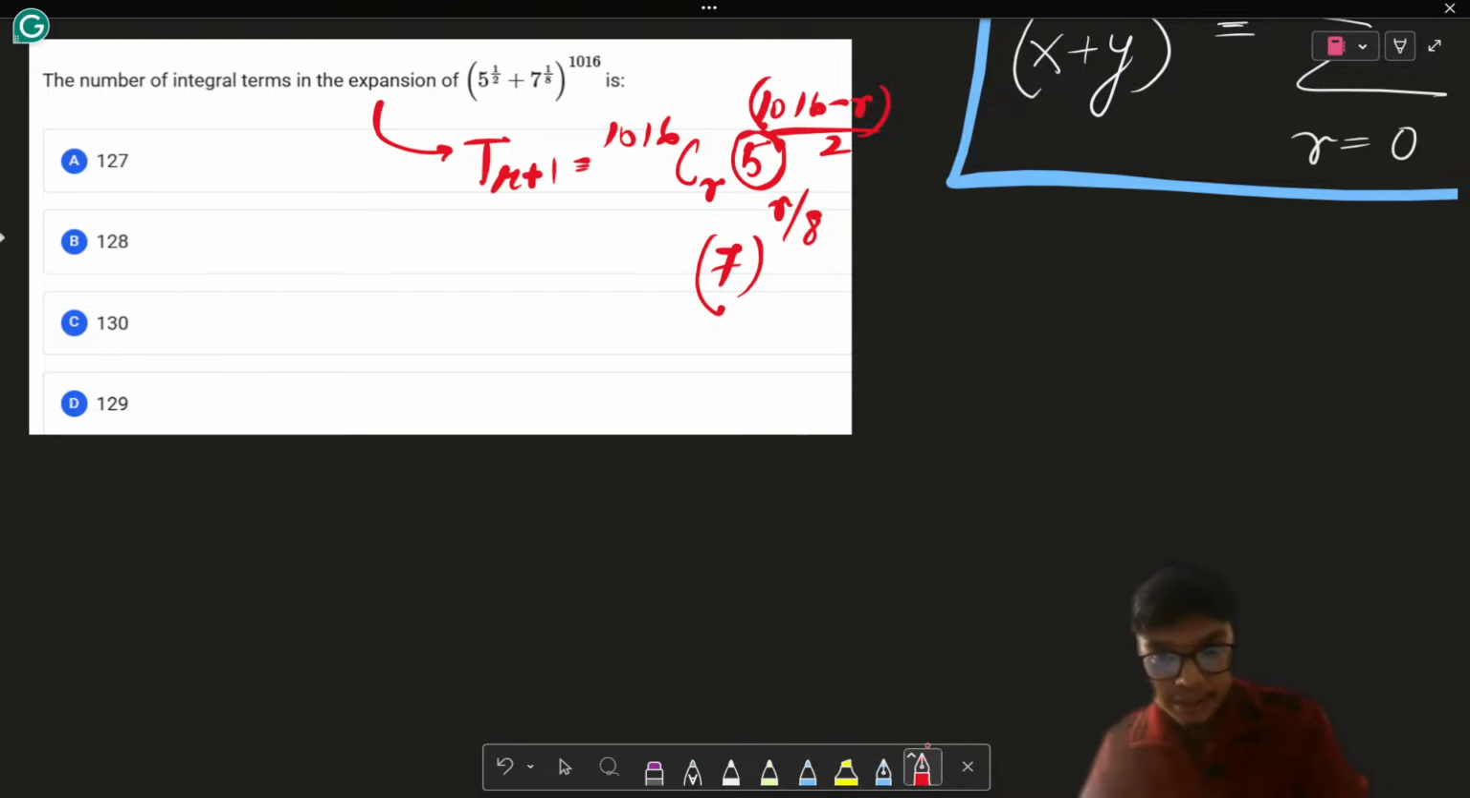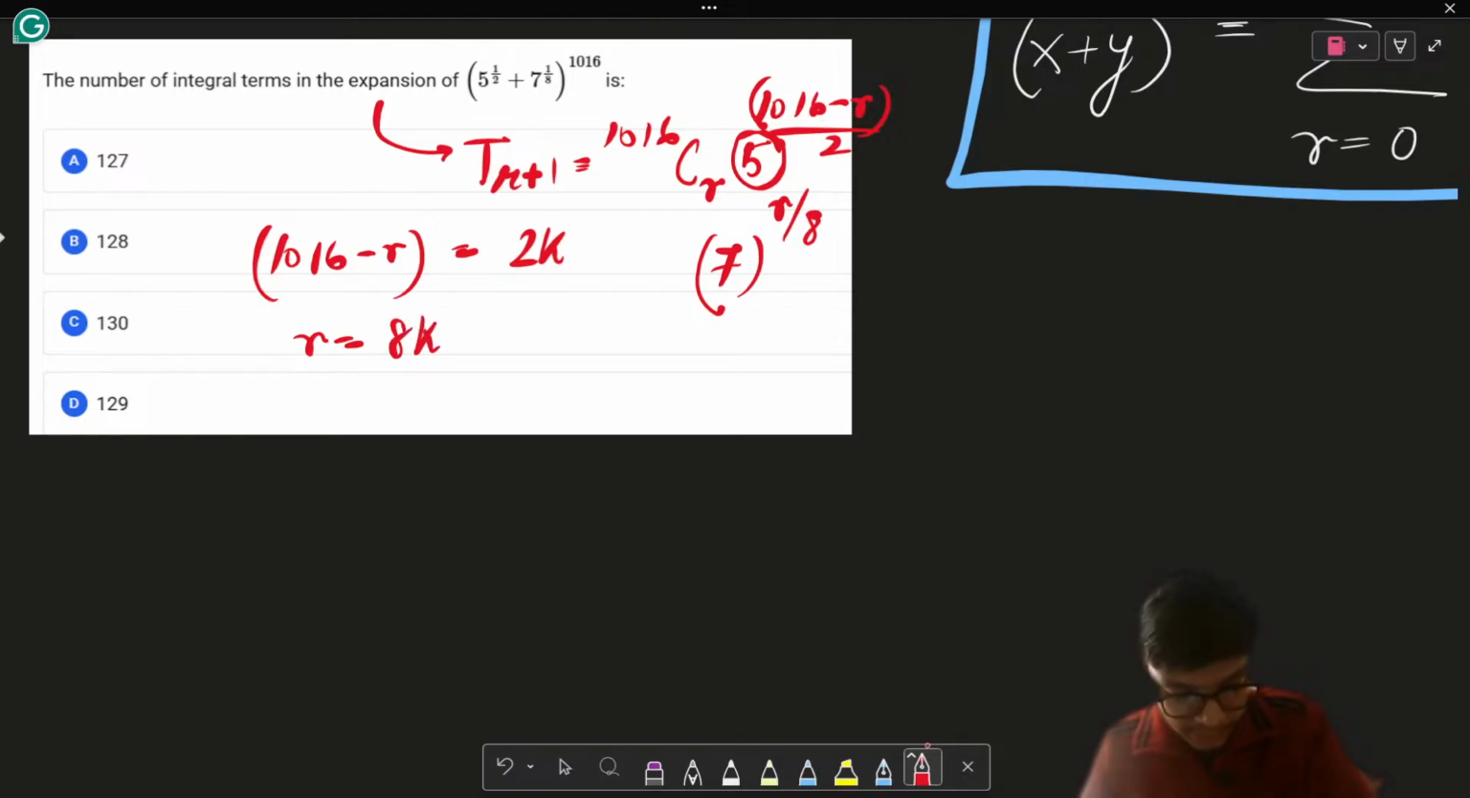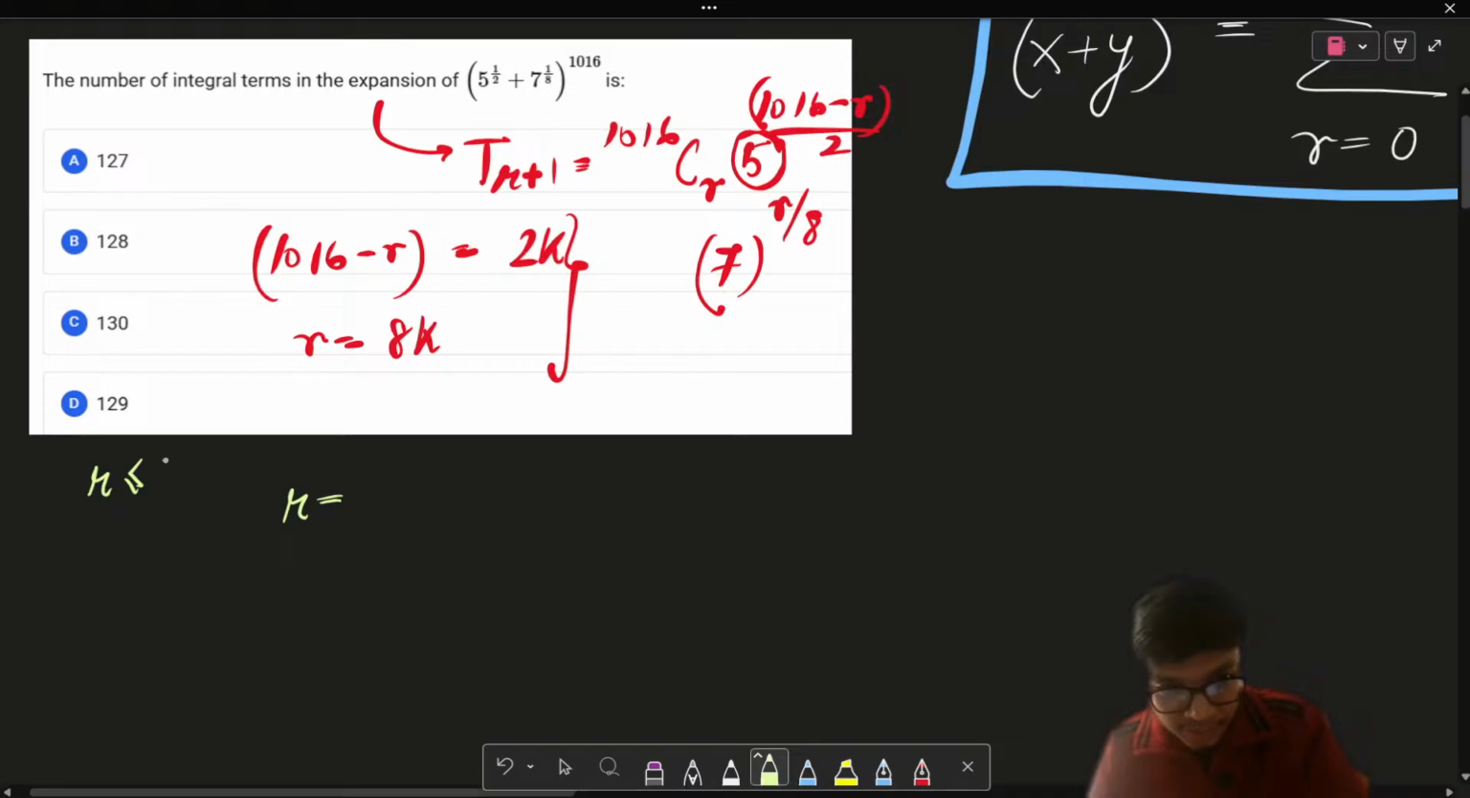the combined term would definitely yield the integer terms, right? So from here, I have to take 1016 minus R to be a multiple of 2, and R should also be a multiple of 8, right? So combining these two, I have to choose R in such a manner that satisfies both conditions. It is also to be noted that R is less than or equal to n, and here our n is 1016, right?